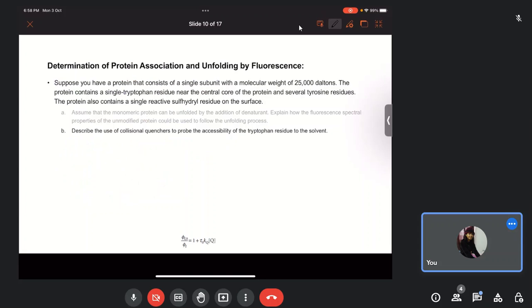So the second part is to describe the use of conditional quenchers to probe the accessibility of tryptophan residues to the solvent. I think we had been shown how the quenchers are going to affect the fluorescence of a fluorescent molecule.